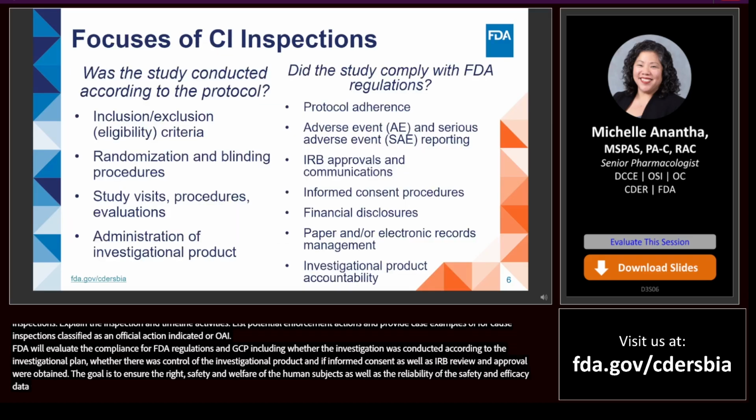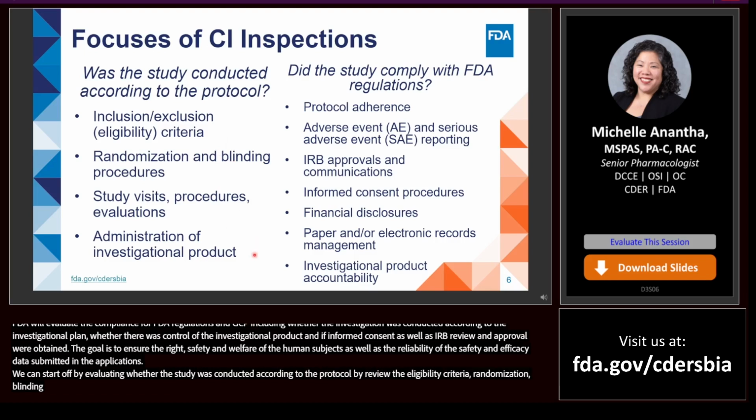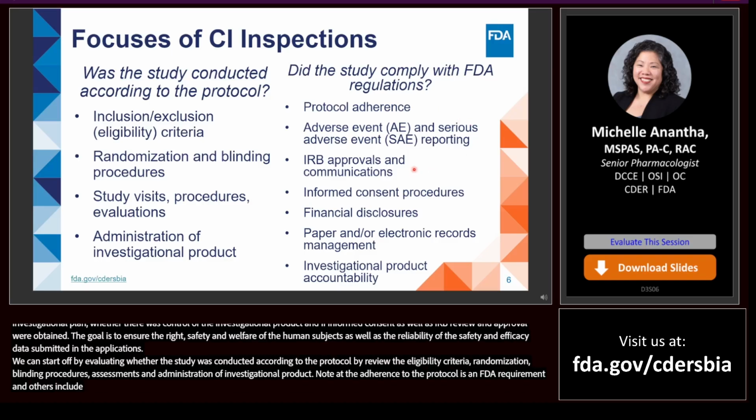We can start out by evaluating whether the study was conducted according to the protocol by reviewing such things as the eligibility criteria, the randomization and blinding procedures, study assessments, and administration of investigational product. Note that adherence to the protocol is also an FDA regulatory requirement, and other requirements include safety reporting, IRB approvals and correspondences, informed consent, financial disclosures, records management, and investigational product accountability.